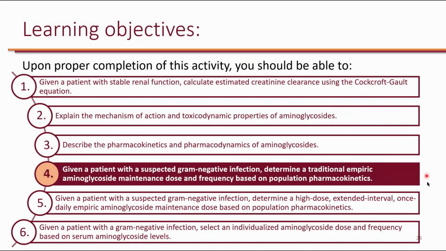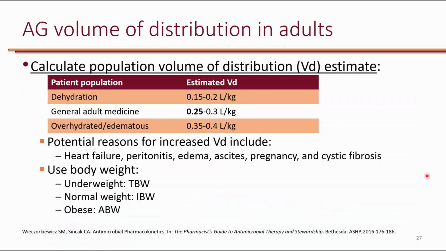We looked at mechanism of action and PK/PD of aminoglycosides. Now the next learning objective is, given a patient with a suspected gram-negative infection, determine a traditional empiric aminoglycoside maintenance dose and frequency based on population kinetics. Once you assess the patient's body weight and creatinine clearance, the next step is to calculate population volume of distribution.